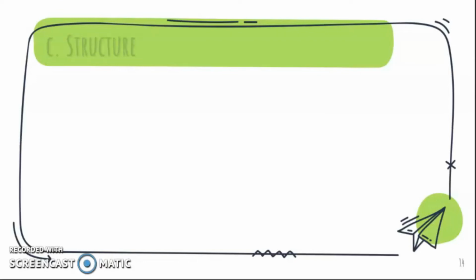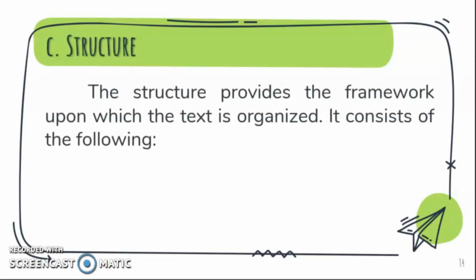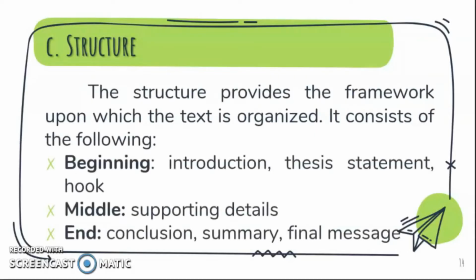Now the third one is structure. When we say structure, it provides the framework upon which the text is organized. It consists of the following. It has the beginning or the introduction, which includes the thesis statement and the hook of the paragraph, the middle, which includes the supporting details, and the end or the conclusion, summary, or the final message. Please read the given example.